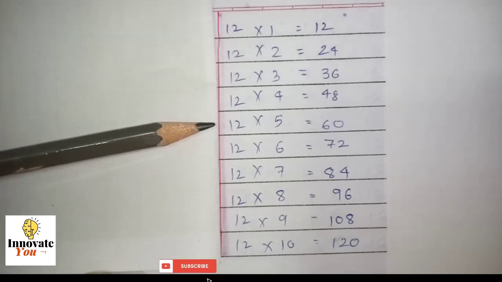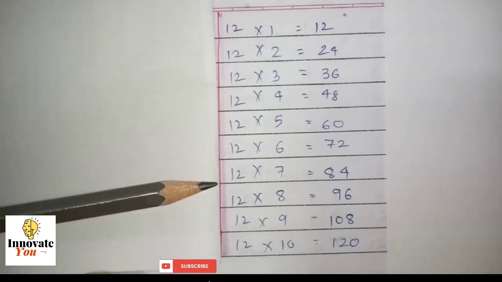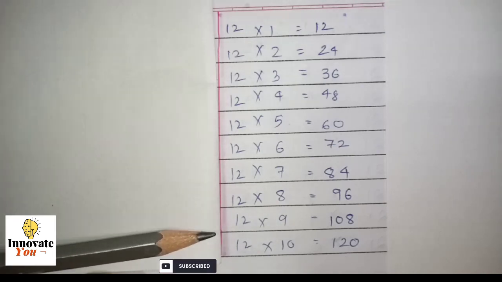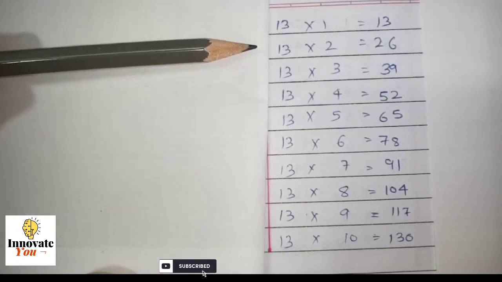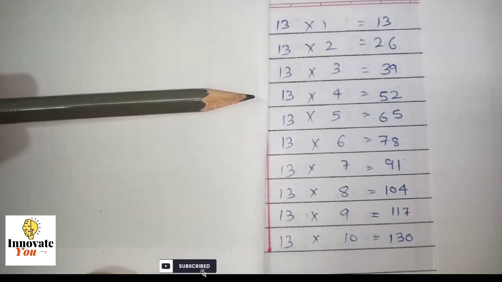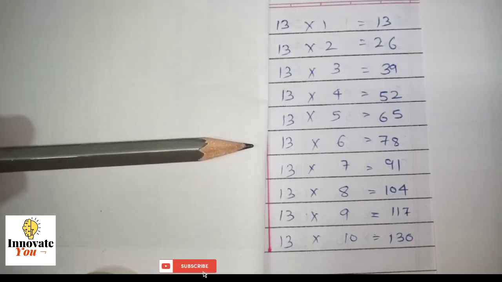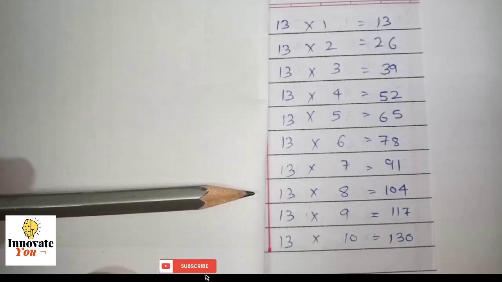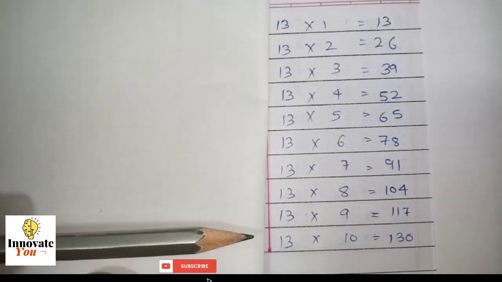fives are 60, 12 sixes are 72, 12 sevens are 84, 12 eights are 96, 12 nines are 108 and 12 tens are 120. 13 ones are 13, 13 twos are 26, 13 threes are 39, 13 fours are 52, 13 fives are 65, 13 sixes are 78, 13 sevens are 91, 13 eights are 104, 13 nines are 117 and 13 tens are 130.